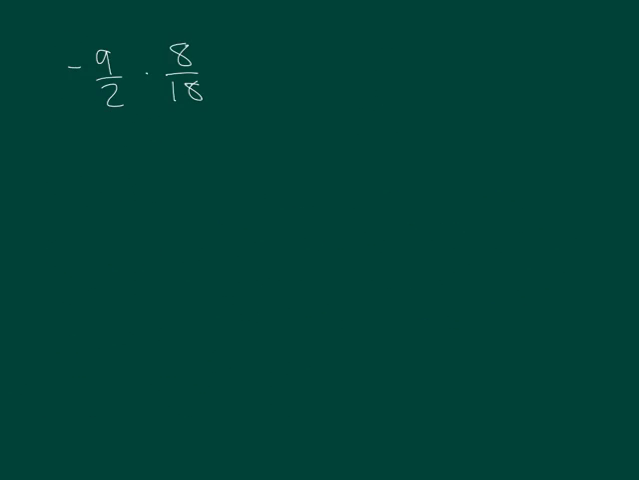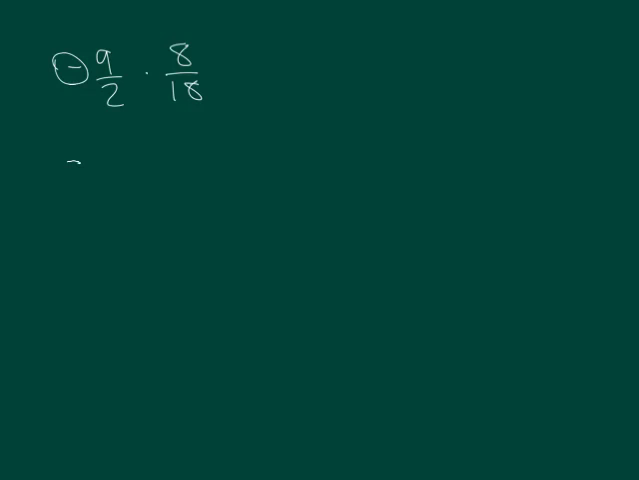So this is example 5. The only difference between this one and one that we've done before is this minus sign. That minus sign is going to be used because when we multiply a negative number, it doesn't matter if it's a fraction or a whole number, times a positive number, we know our answer is going to be negative. So just keep that in mind.